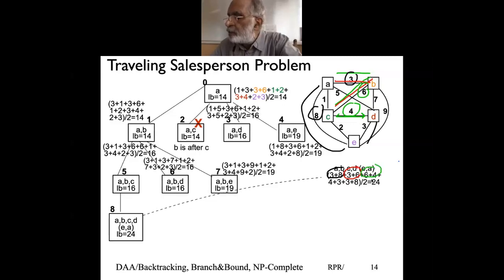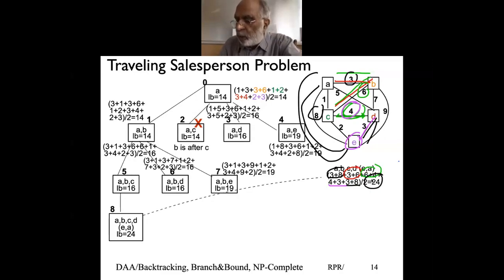And for D, we come to this and this path. So it's 4 plus 3. And for E, we have come this path and we have to go this path. So it's going to be 3 plus 8. And this gives me a cost of 24. So if I follow this path, my lower bound from 16 becomes 24.